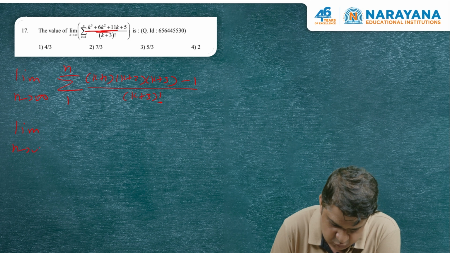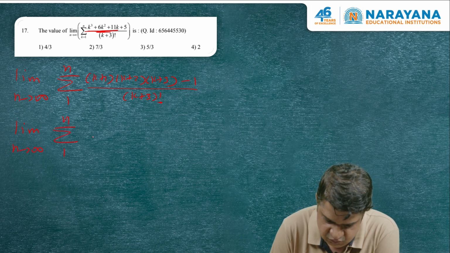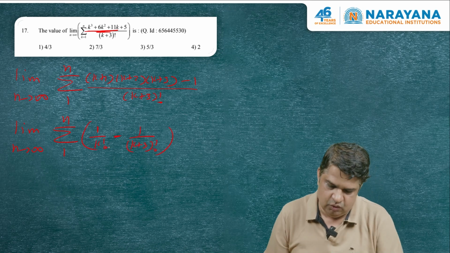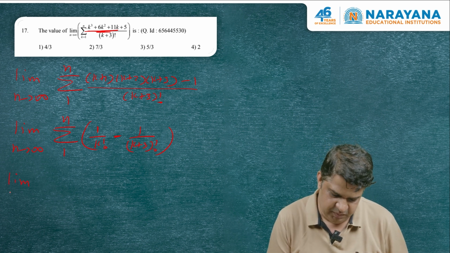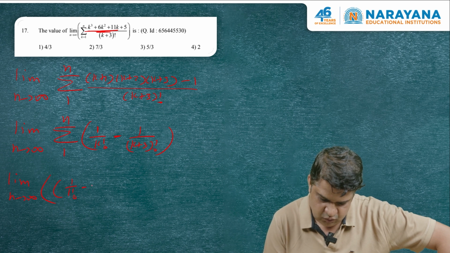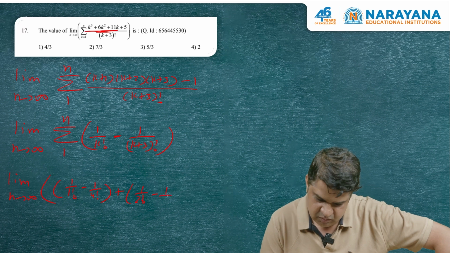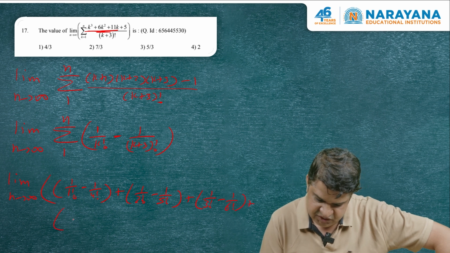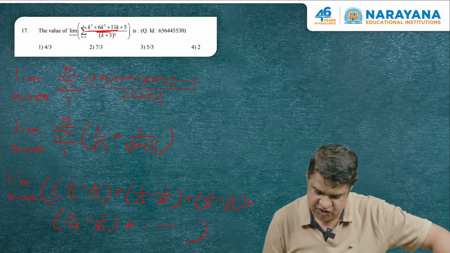Now separate the both. So, limit n approaching infinity, summation 1 to n, it will become 1 by k factorial minus 1 by (k plus 3) factorial. Now, just open the summation. So, now we have 1 by 1 factorial minus 1 by 4 factorial, plus 1 by 2 factorial minus 1 by 5 factorial, plus 1 by 3 factorial minus 1 by 6 factorial, plus 1 by 4 factorial minus 1 by 7 factorial, and so on.